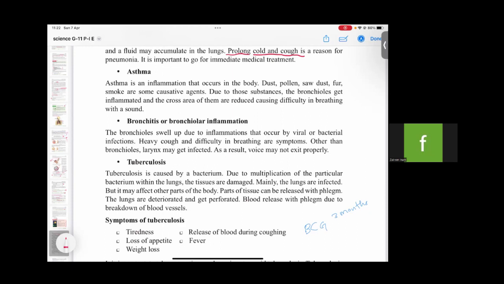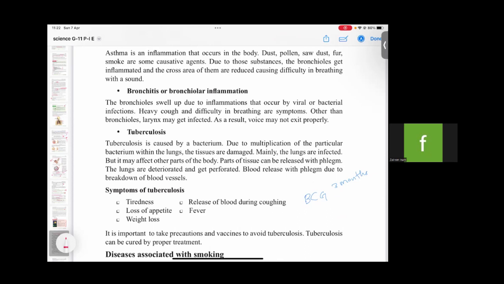You have bronchitis, or bronchial inflammation. It's because of the inflammation of the bronchioles due to viral or bacterial infection. We'll have a heavy cough and difficulty in breathing. Other than the bronchioles, the larynx also may get infected, so your voice won't be very clear.